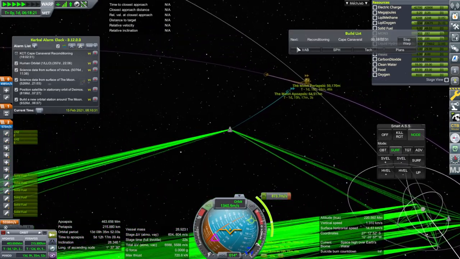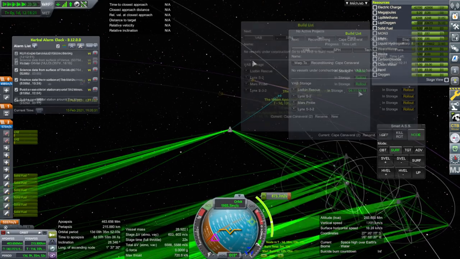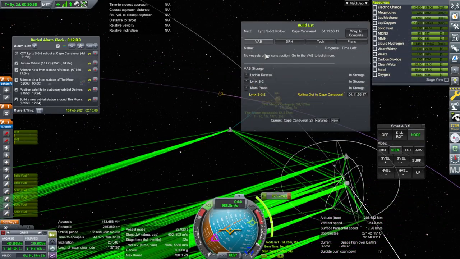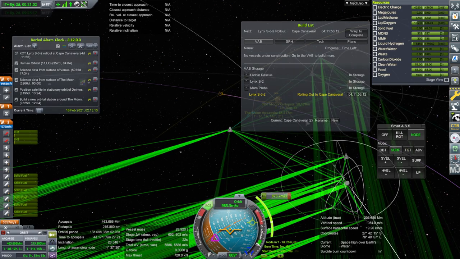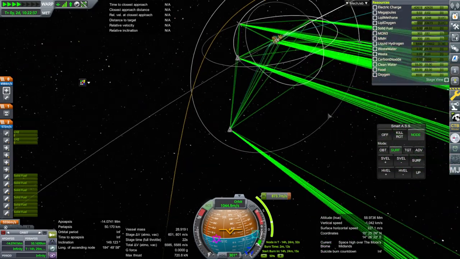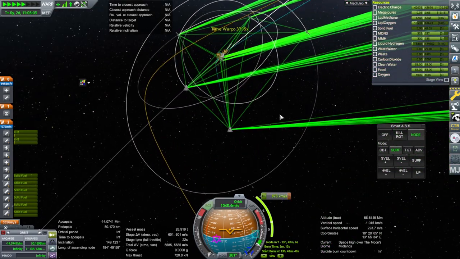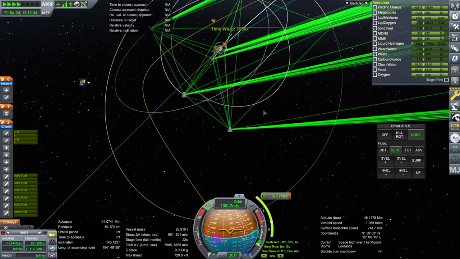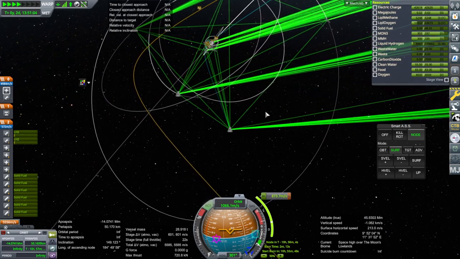Can I do that from here? Yes, I can. Okay, so we are rolling out the crewed mission, 4 days and 11 hours for that. Our periapsis is as expected. We have lots of comms around here, though that doesn't make us immune to comm issues.